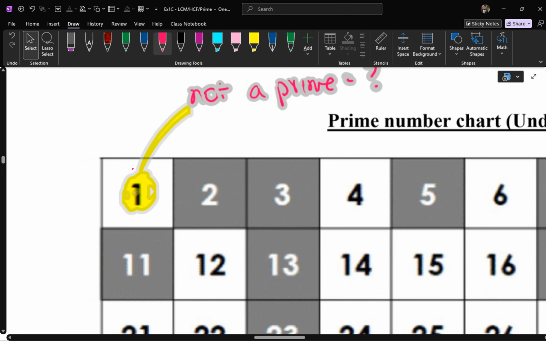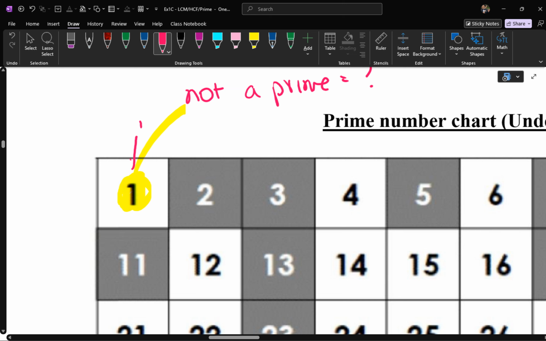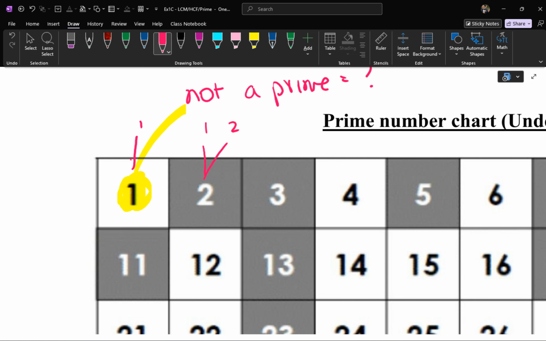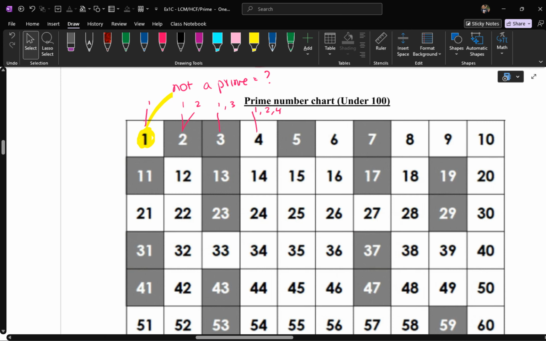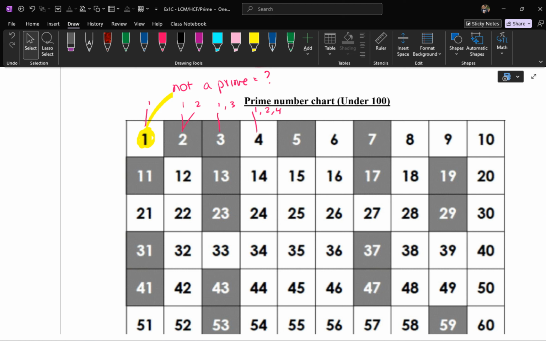1 only has factors of 1. 2, on the other hand, has a 1 and a 2. So divisible by 1 and 2 itself. 3 has 1 and 3. 4 is not, because 4 has 1, 2, and 4. See, 2 times 2 gives you 4. 1 times 4 gives you 4 as well. That is not a prime. So on the bottom there, I'm helping you to see what all the prime numbers are, because that will help you for next week's task. Okay? So that's how you know.